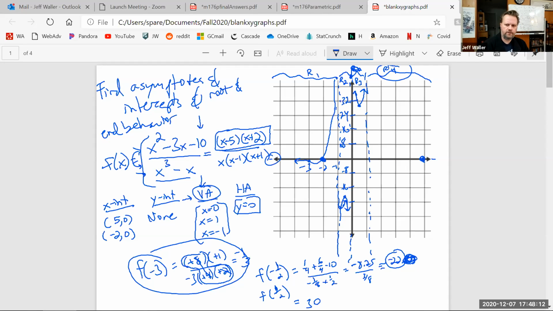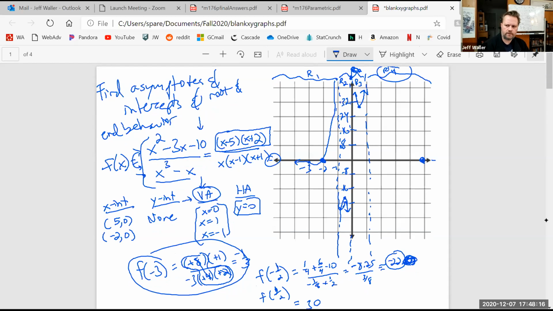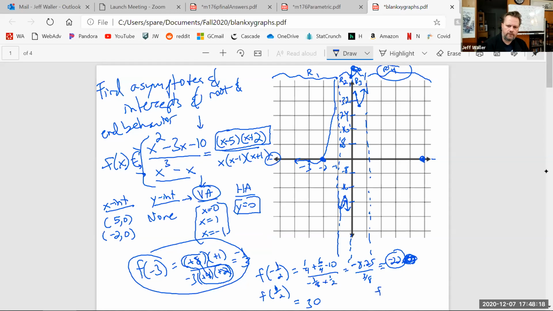So f of 2, sorry. F of 2 would be, let's see, negative 3 times 4, negative 12 divided by 2 times 1 times 3 divided by 6. Now I get negative 2 maybe? That's neat. So the same idea, it's got to go through here.